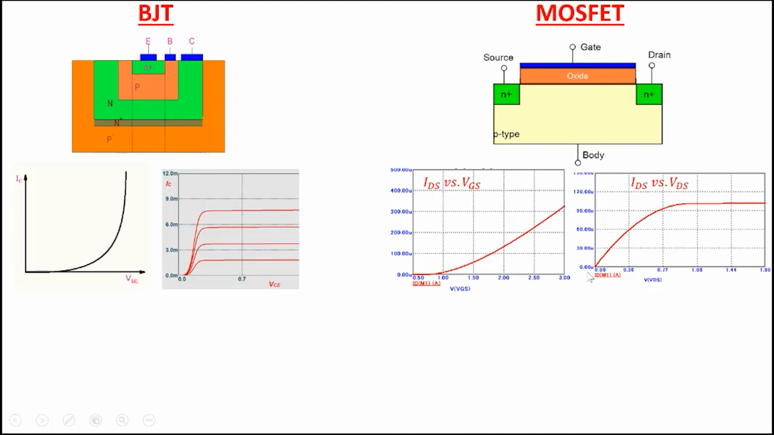This is the output current versus output voltage characteristic here. Again, this is the important part, where the drain current is not sensitive to the drain voltage, but the drain current is very sensitive to the gate voltage here. So drain current versus gate voltage sensitivity is there.